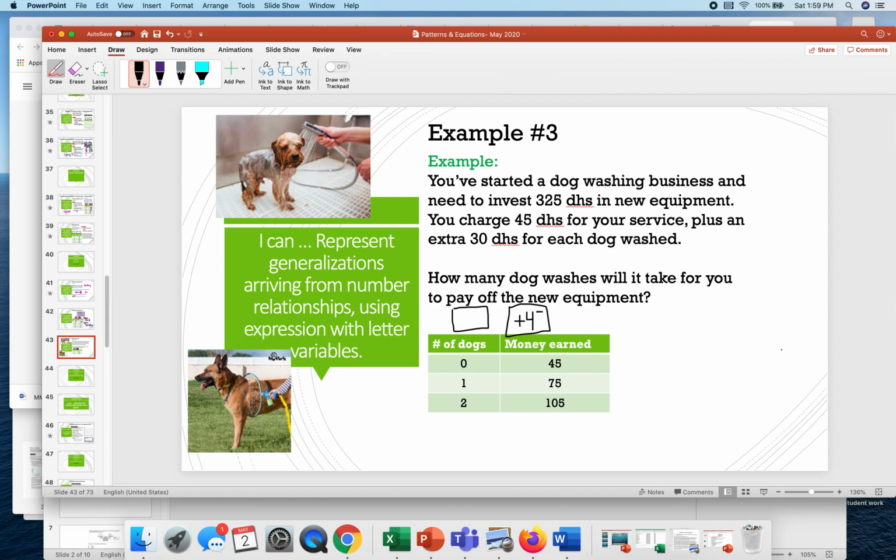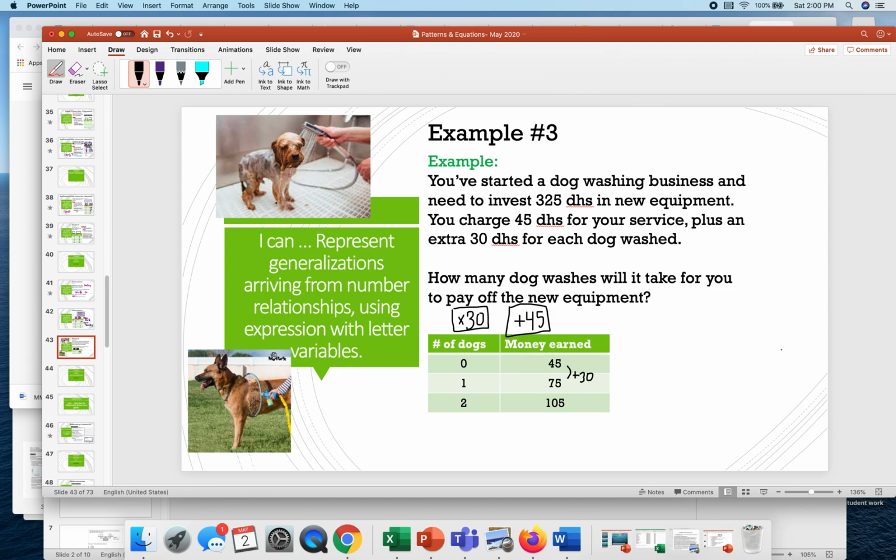No matter if I go to work and I have a super busy day and I wash maybe 5 dogs, or I have a really calm day and I don't see even any dogs, I'm still getting 45 dirhams. Now, for every single dog that I'm charging, I get 30 dirhams per dog, okay? So this is what makes sense up here. And if we go over here, we know that we're adding on 30 dirhams for every single dog that we have washed. Okay, excellent. So we have our pattern.